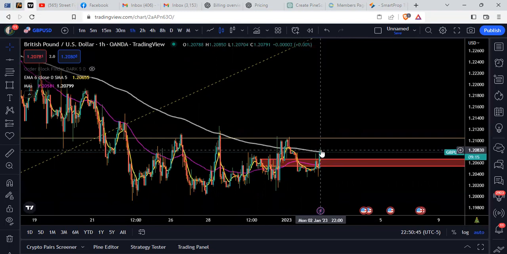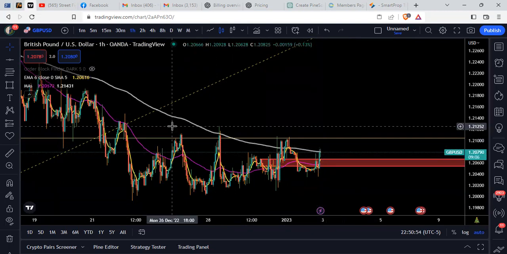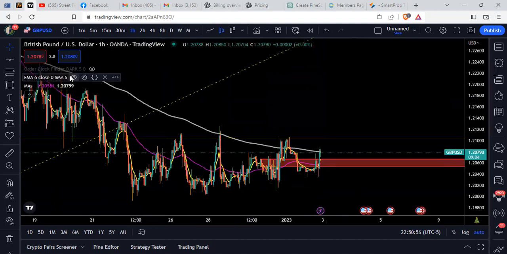So I want to see a nice break of this joint, and it's probably gonna lead up to the London. I want to see a nice break and retest of this joint. If we get a good retest on this 200, that's super confirmation. That's another confirmation.